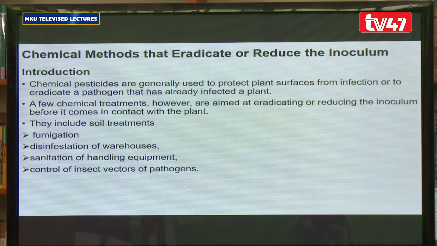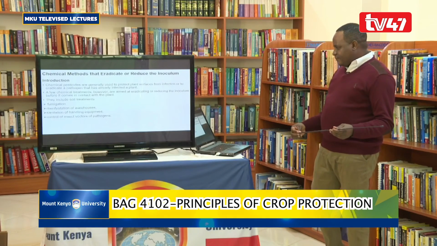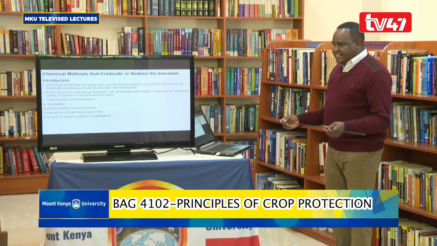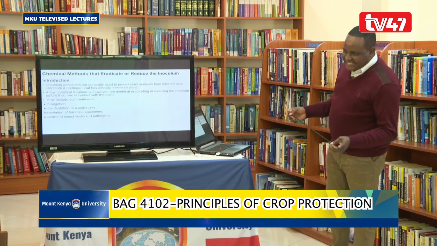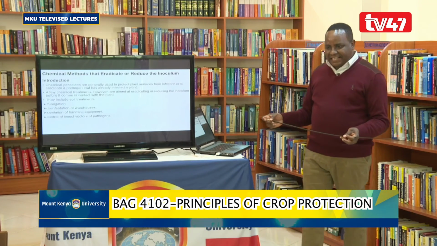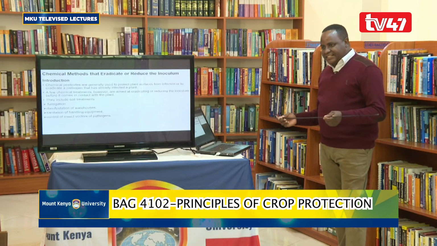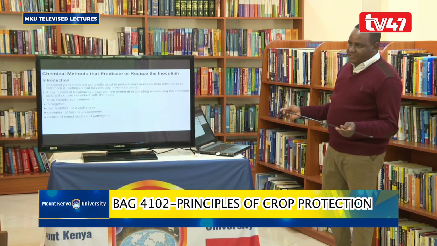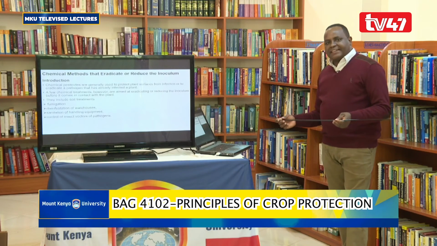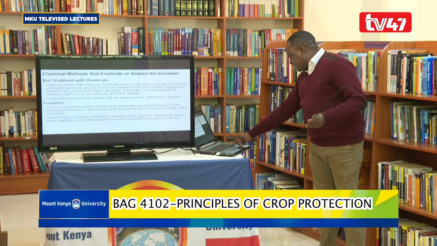Then we have chemicals that are used for sanitization, because when people are working on the plants, they can mechanically transfer some of the pathogens like bacteria and fungi. So when you are working from one portion of the field, before you move to another, you need to sanitize your tools and your hands also to prevent spread of the disease. The other one is use of chemicals to control insect vectors that spread diseases, especially viruses. Viruses have no capacity to move from one plant to another on their own, but they are spread through insect vectors. So it's quite critical.